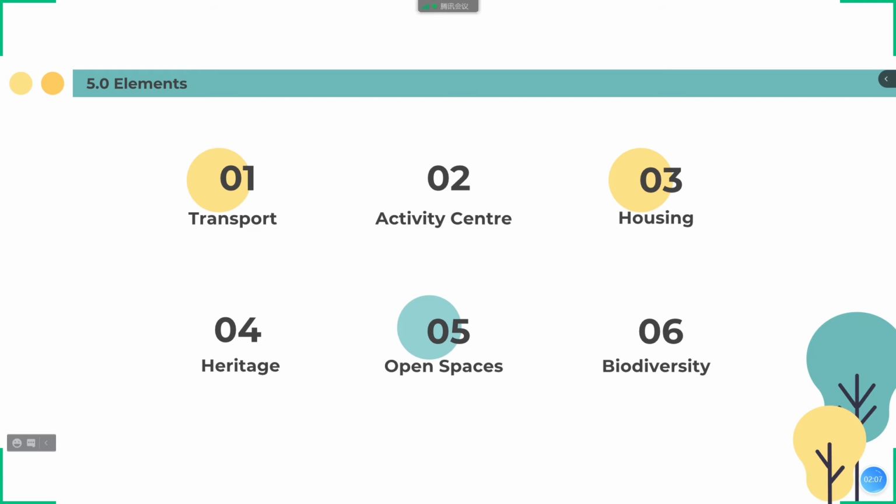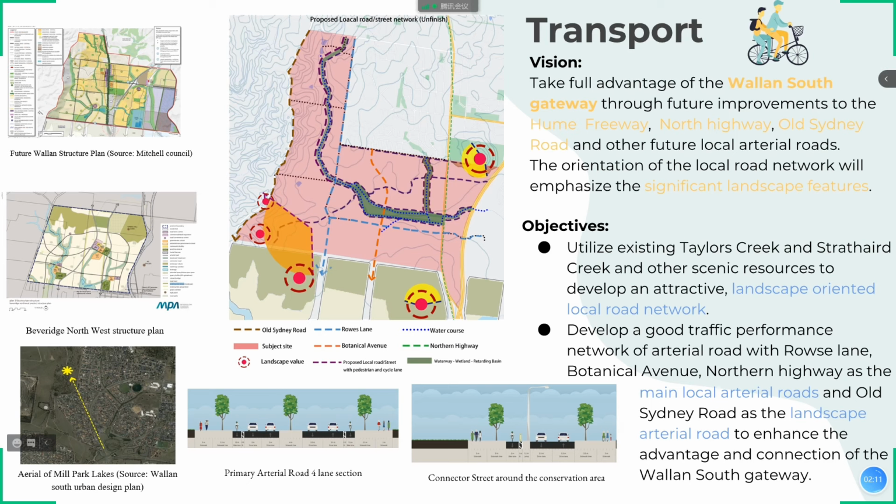The six elements of planning are presented next. Here is the regional transport planning for Wollen-South. The key is to take full advantage of the Wollen-South gateway through future improvements to the Hume Freeway, Northern Highway, Old Sydney Road, and other future local arterial roads. The orientation of the local road network will emphasize the significant landscape features. To achieve the vision, the objectives for the transport planning are as shown in the slide.